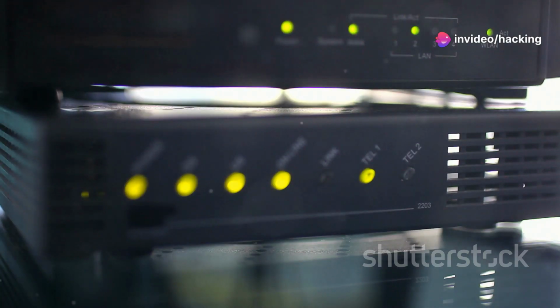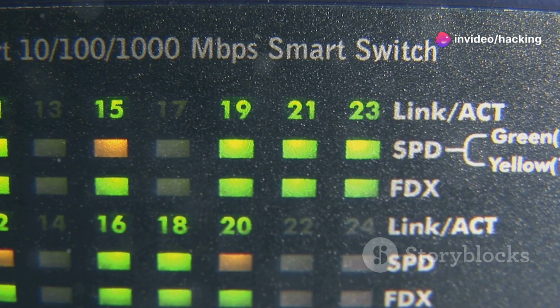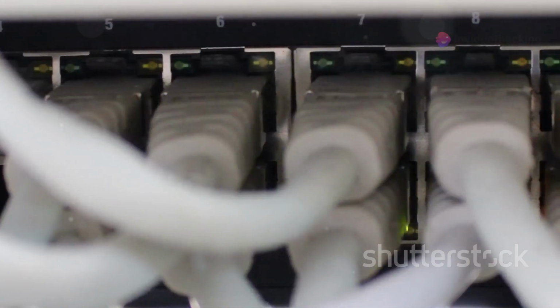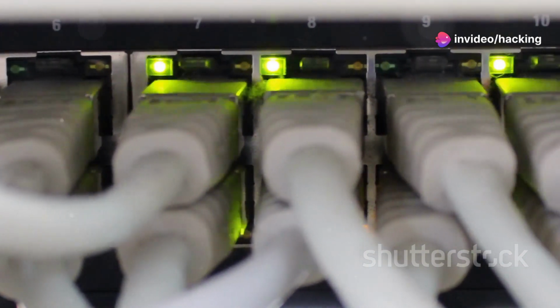Class D addresses start with the bits 1110. These addresses are reserved for multicast groups, which are used to send data to multiple destinations simultaneously. The range for Class D addresses is from 224.0.0.0 to 239.255.255.255, and they are not used for standard host-to-host communication.